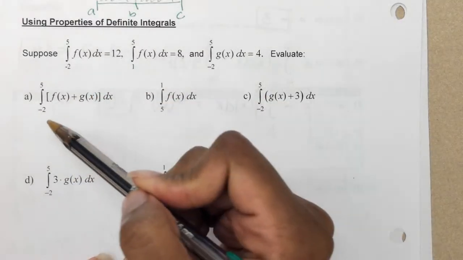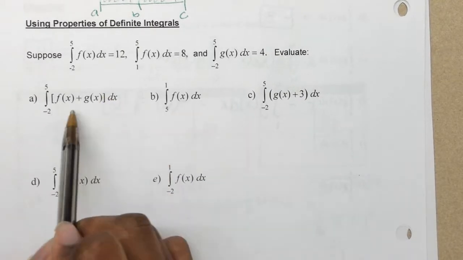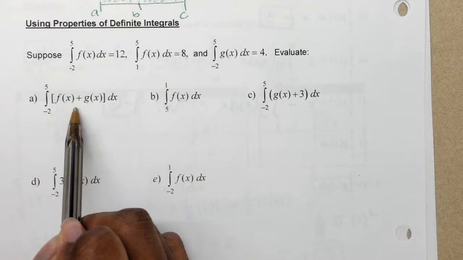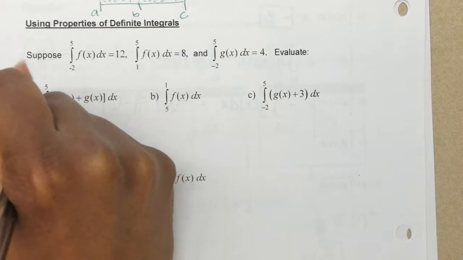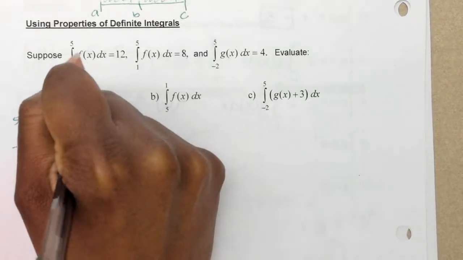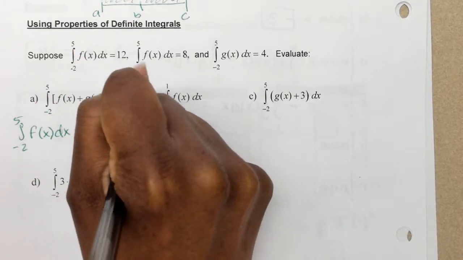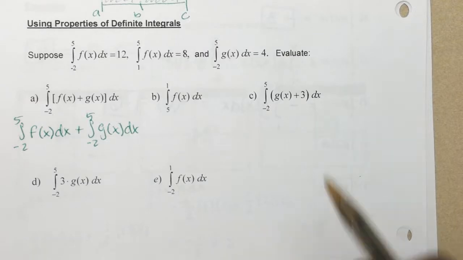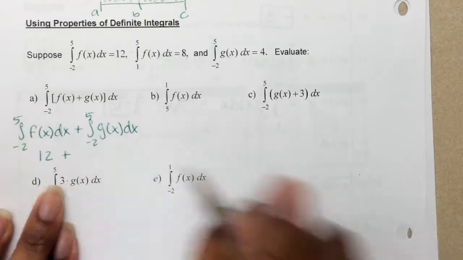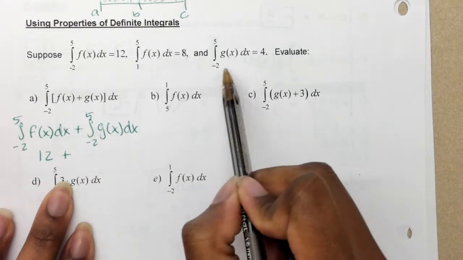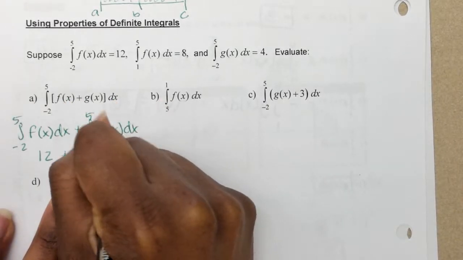A asks us to find the integral from -2 to 5 of f of x plus g of x. Because these two functions are separated by a plus sign, I can rewrite this as the integral from -2 to 5 of f of x dx plus the integral from -2 to 5 of g of x dx. The integral of f of x dx we know is 12, plus the integral of g of x dx, which is 4. So the total is 16.